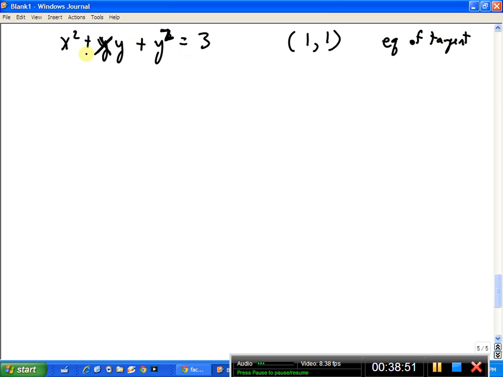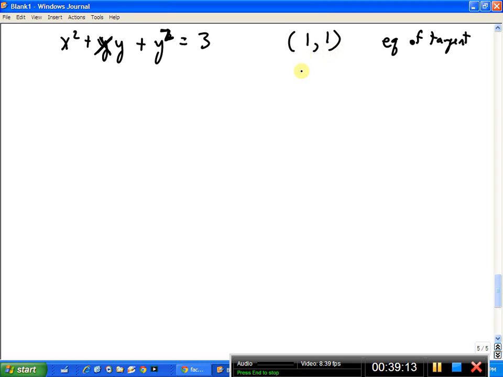Well, I'm not going to solve this for y. It would be a pain. I could do it, but I'm not going to. And they're telling you that this is actually an ellipse, and (1, 1) is supposed to be on the ellipse. Well, let's just check that out. If you plug in 1 for x and 1 for y, you get 1 here, 1 here, 1 here, 1 plus 1 plus 1 is 3. So yes, (1, 1) is on the curve.